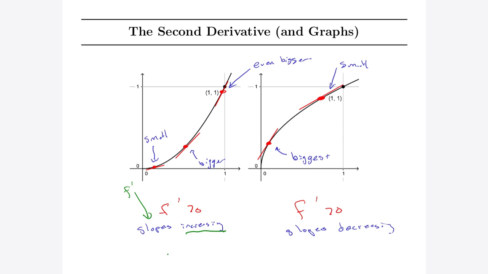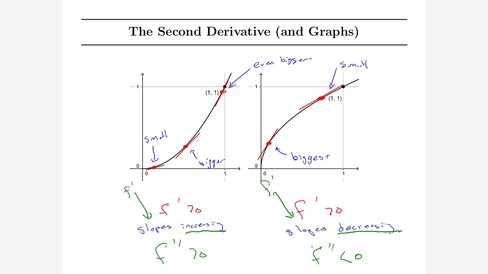positive. You follow that? Let me try it again. If the slopes are increasing, that means the derivative of the slopes is positive. Since this slope is the first derivative, that means that the second derivative is positive. And over here, since the slopes, again, the derivatives are decreasing, they're getting smaller, that means the derivative of the derivative is negative because our first derivative is decreasing.